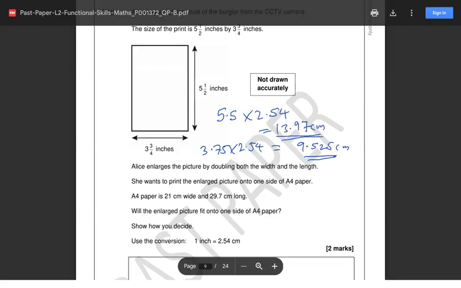Now, enlarge by doubling the length and the width. So you enlarge each by times 2. That gives you 27.94, and this one gives you 19.05. Now when you compare them with the A4 paper, which is 21 wide, you can see that it's going to be enough, because 19.05 is less than 21.